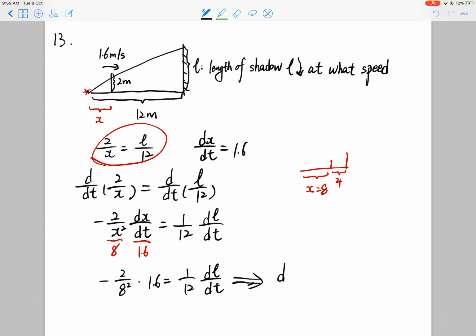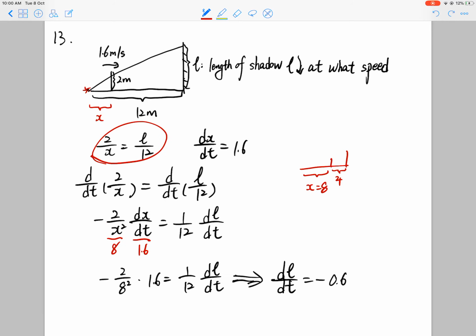So your dl over dt is negative 0.6. Okay, it's negative, which is reasonable because the shadow is decreasing, right? So it should be a negative speed. Let's see if there's any mistake. Right, I think this part is correct.